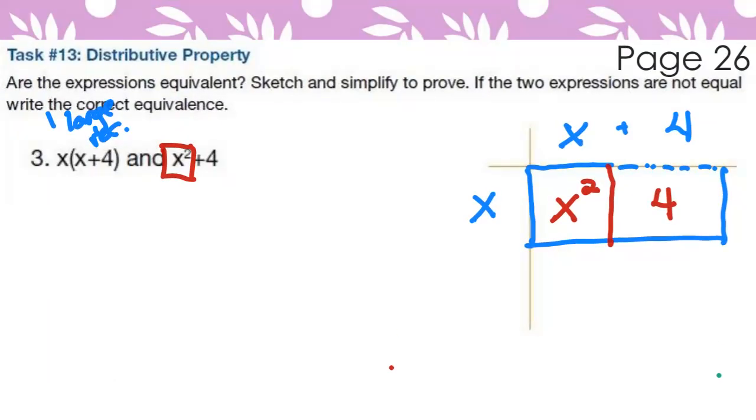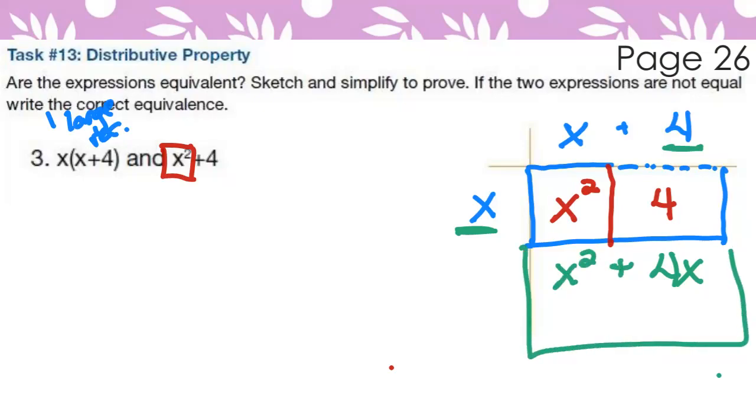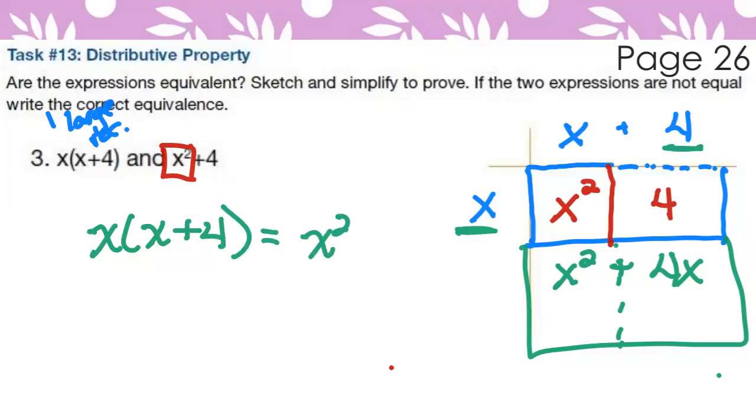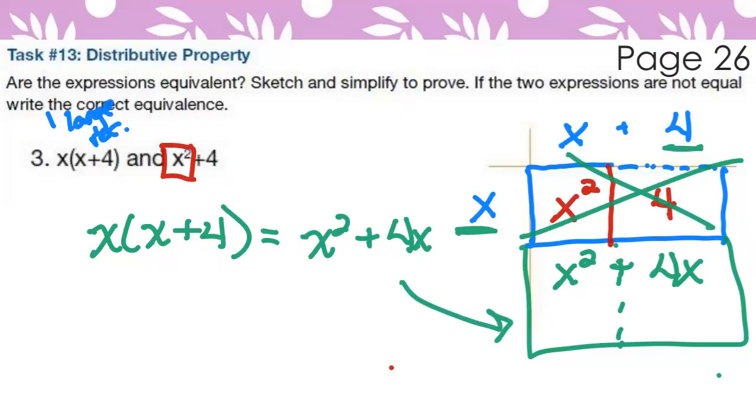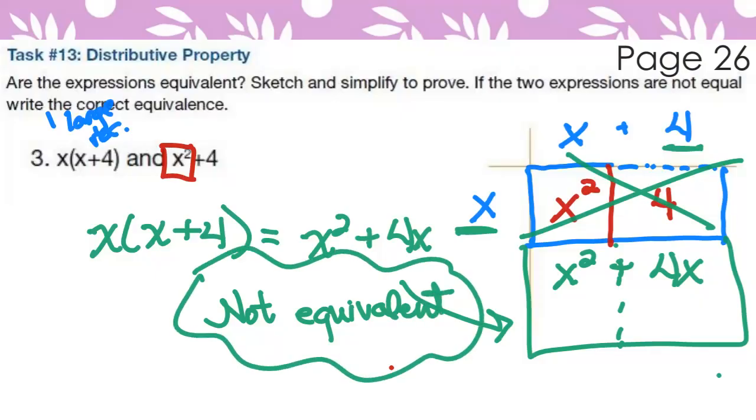Okay. Is that going to work? Are those equivalent? No, because this should have been x times 4 to give 4x. So x squared plus 4x is what it should have been. Okay, so over here, x times x plus 4 should have been x squared plus 4x down here. So this is not correct, and they originally were not equivalent. All right? Questions on that?